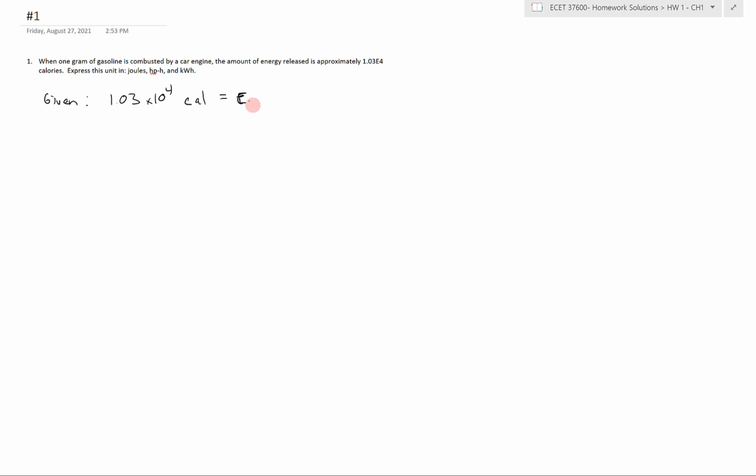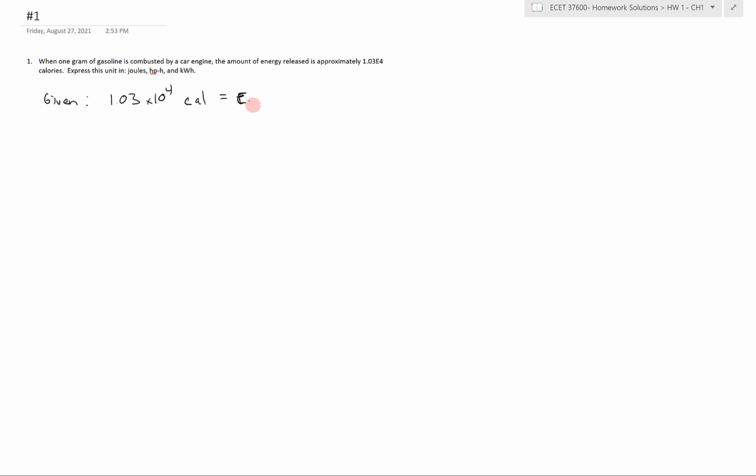Now that was given in the problem statement, but there are some givens that are kind of hidden here, and that's that we're going to need to use unit conversions. And we need to know the conversion between calories and joules, and then some other conversions. We could know calories to horsepower hours or calories to kilowatt hours, but usually since joule is the SI unit, we go to joules as an intermediate conversion step, and then we'll go to the other units.